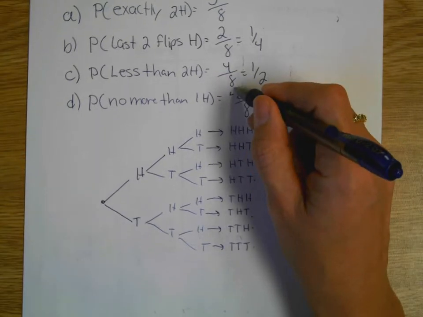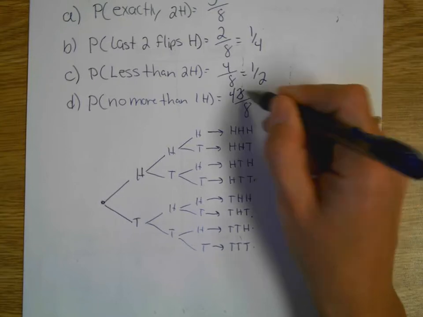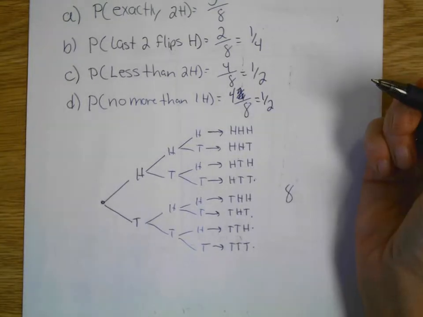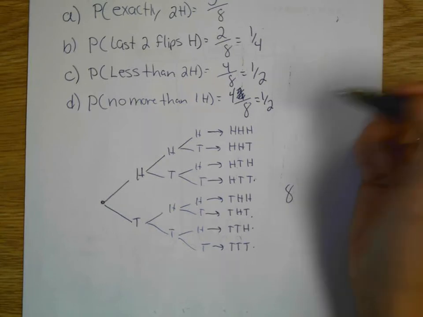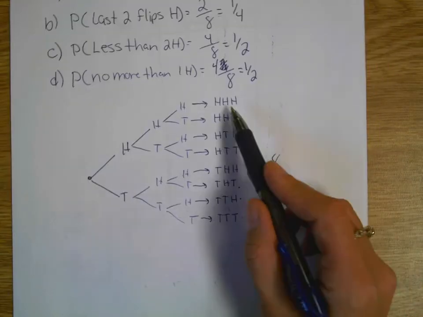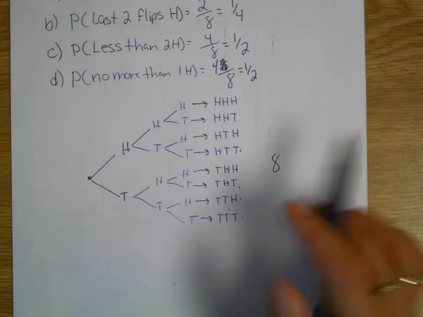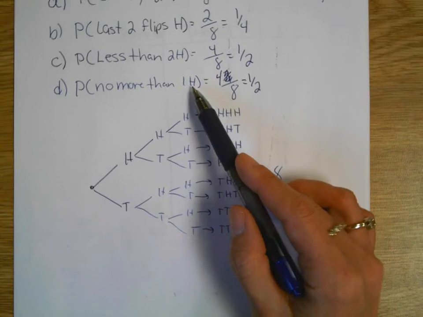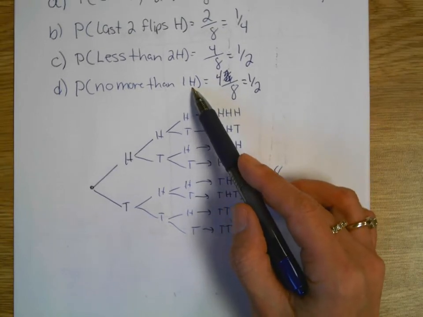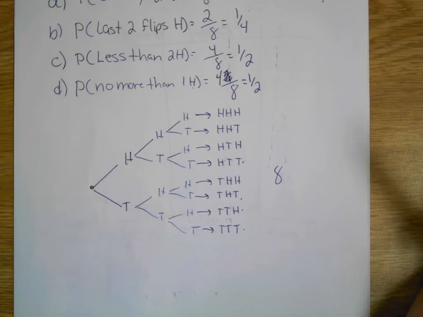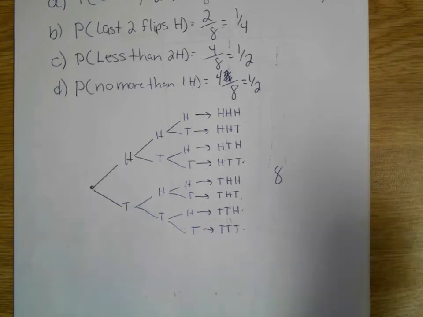So this should be a 4. What would it say if it was only 1? Exactly 1, yeah. Wait, for B, I only got 1. What did I do wrong? Last two are heads. That would be that one, this one, and this one. For D, no more than 1 means I can have 0 or 1. See how nice it is to do them yourself a little bit first? Are we good? Okay.